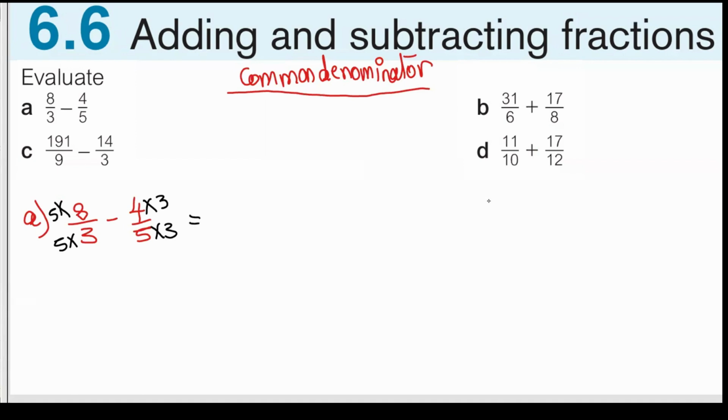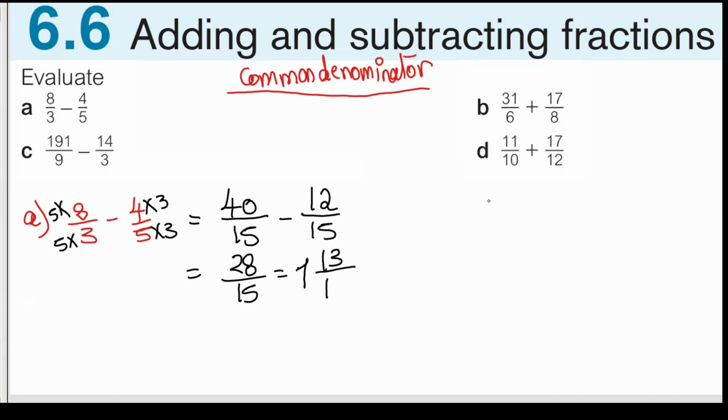And remember, whatever you do on top, you do on bottom. Whatever you do on bottom, you do on top. So your new fractions are 40 over 15 minus 12 over 15, which, 40 minus 12, will be 28 over 15. And remember, you cannot keep it like this, so you have to turn it into a mixed number. So it will be 1 13 over 15. So this is the answer for A.